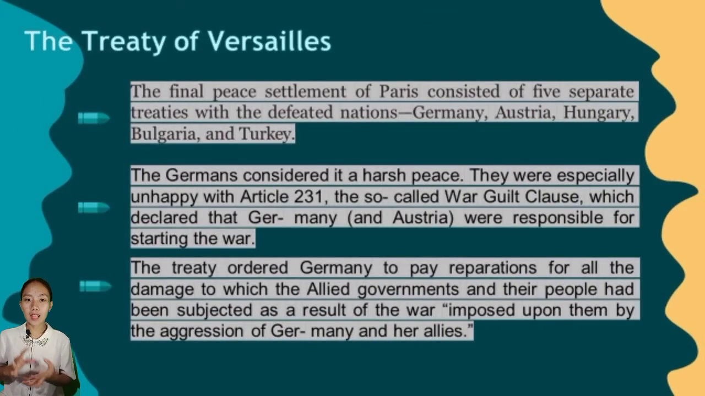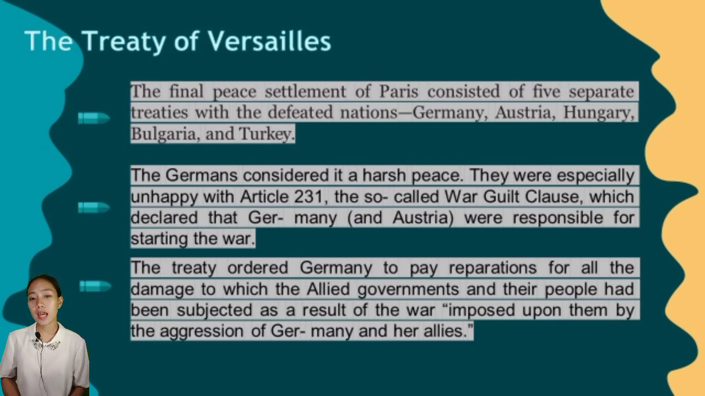So let us now discuss the Treaty of Versailles. The final peace settlement of Paris consisted of 5 separate treaties with the defeated nations: Germany, Austria, Hungary, Bulgaria, and Turkey. The Treaty of Versailles with Germany, signed at the Versailles Theatre, France on June 28, 1919, was by far the most important. Germany considered it a harsh peace.